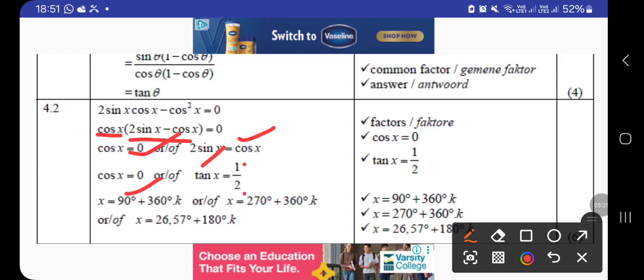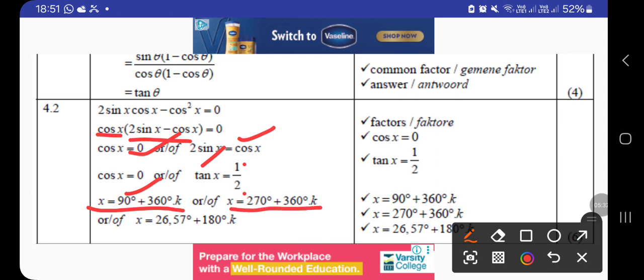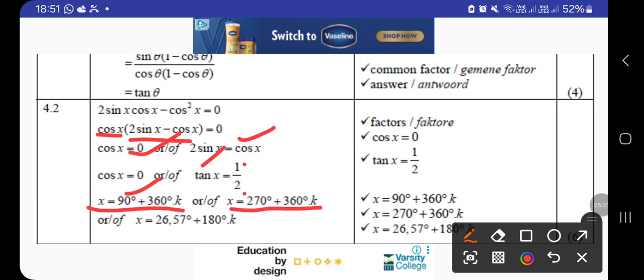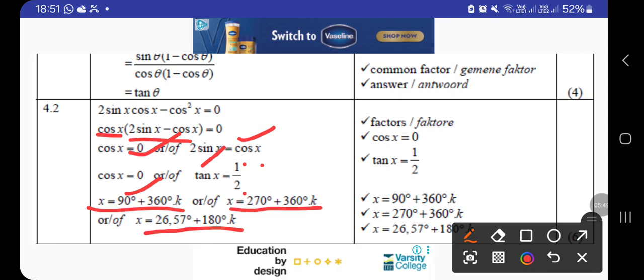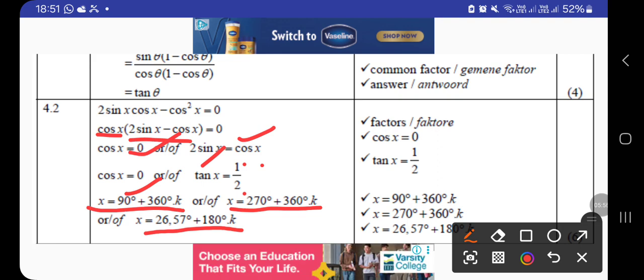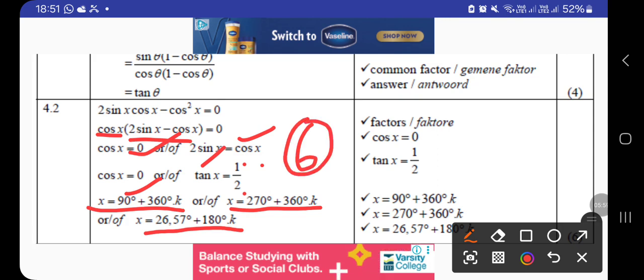And then it's in the first quadrant, so it's going to remain as 90 degrees plus 360 k, where it's positive there. And also here at 270 plus 360 degrees k. And for tan, it's going to exist in the first quadrant where x is equal to 26.557 degrees plus 180 degrees times k. And that's where you would get your full 6 marks.